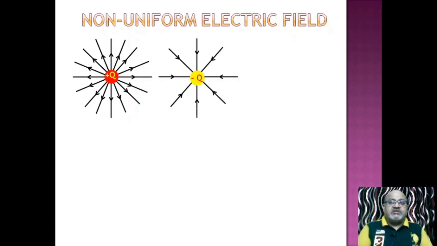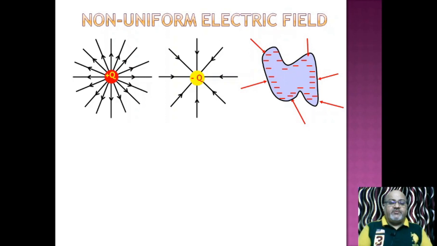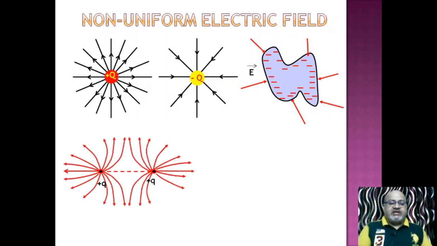See another case of negative charge, same concept, non-uniform electric field. This is also a non-uniform electric field. When we place two equal charges, again the pattern is a non-uniform electric field.